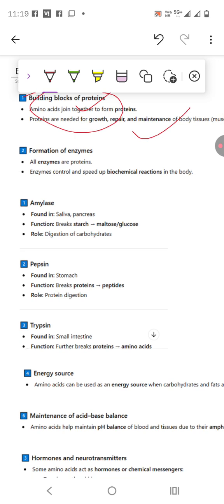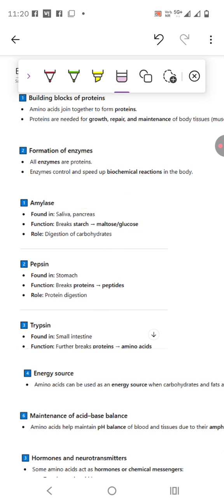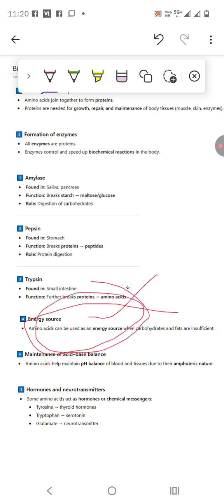Next, formation of enzyme. All enzymes are proteins, like your amylase, pepsin, trypsin. They are all enzymes, they are all proteins. So this protein is formed from amino acids. So amino acids are indirectly responsible for formation of enzymes. Also, when carbohydrates and fats are insufficient, amino acids can be used as an energy source.